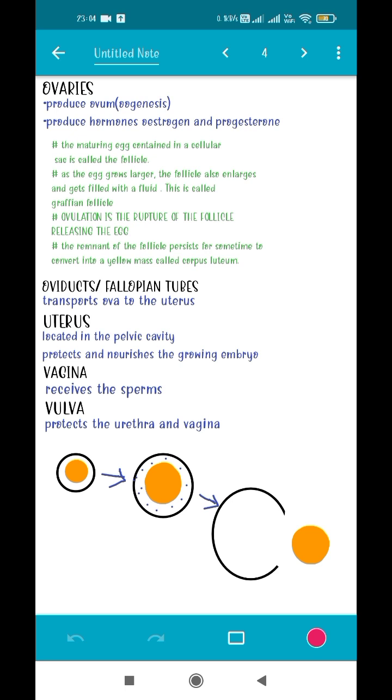Next is the vagina. So the vagina receives the sperms. We have just studied about it. And the vulva is the external part of the female reproductive tract. This is actually like a protective covering. It will protect the underlying urethra and vagina.